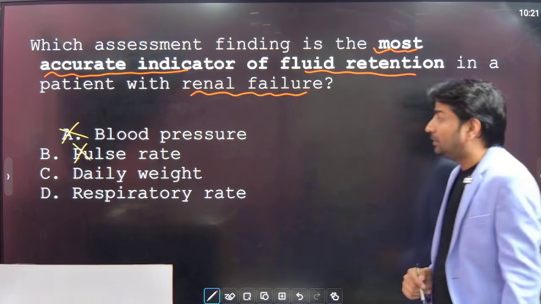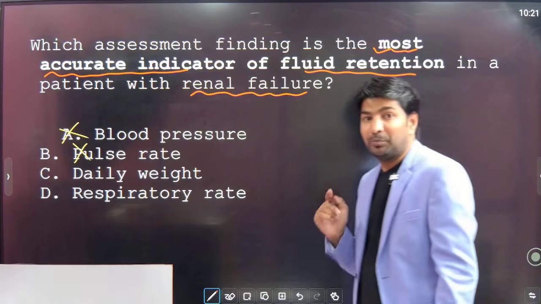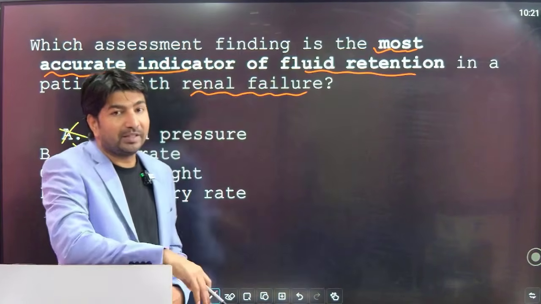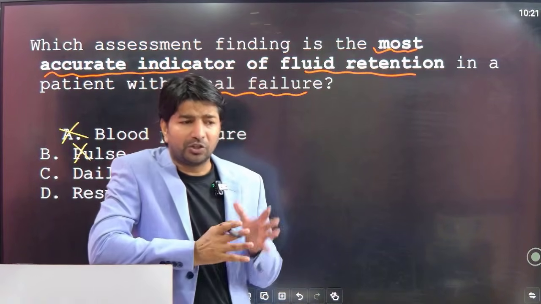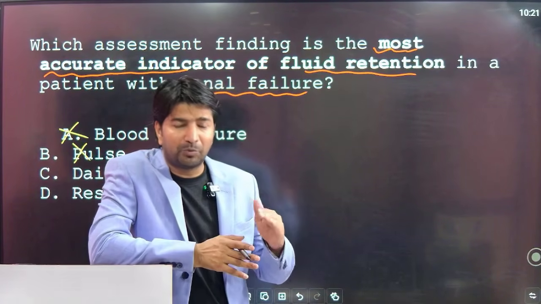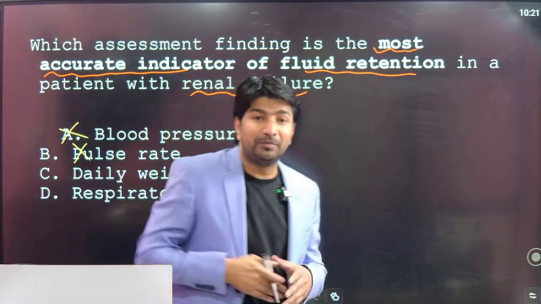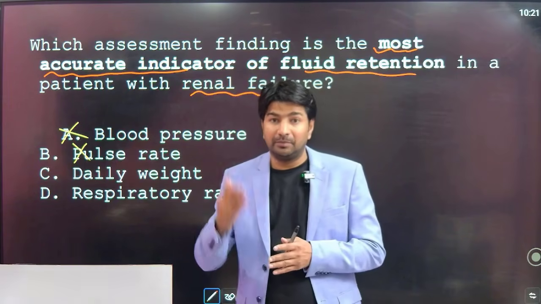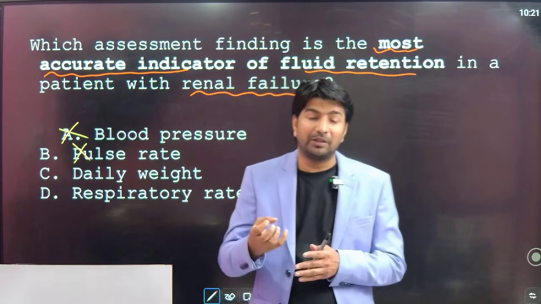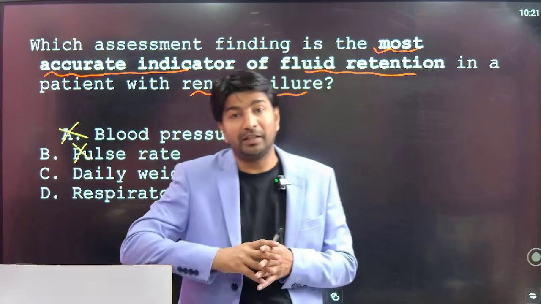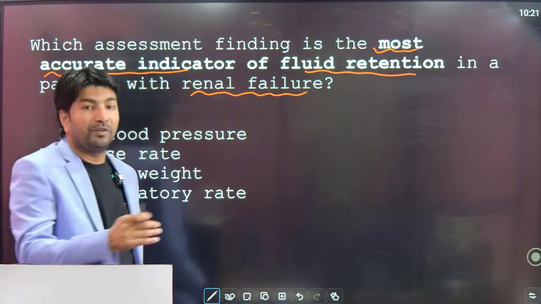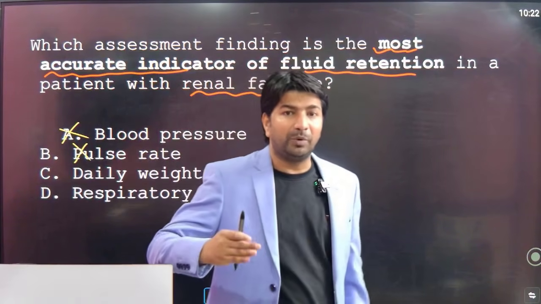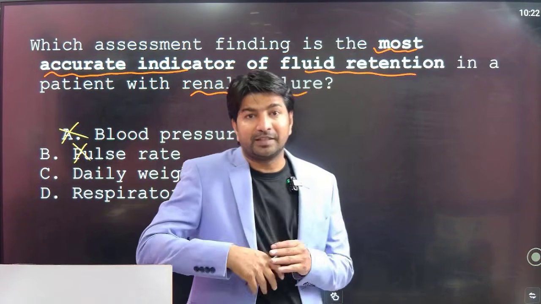Next is the daily weight option, which is the most important, reliable indicator when there's fluid retention. Because in kidney patients, the kidney's main job is to remove metabolic waste products like urea and creatinine. Besides that, it maintains fluid balance. When urine is excreted, it means fluid is being filtered and removed from the body. But when kidney failure occurs, this function becomes impaired. This means the kidney can't remove the fluid, so it gets retained inside the body.